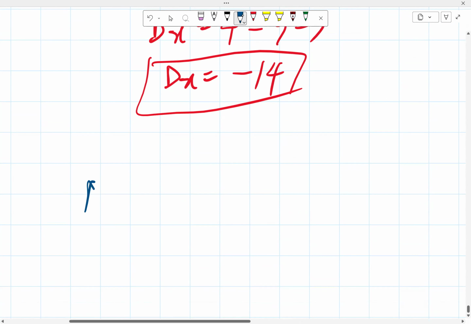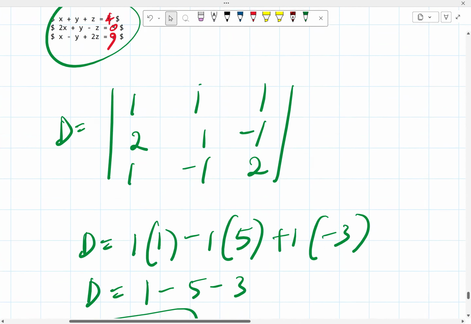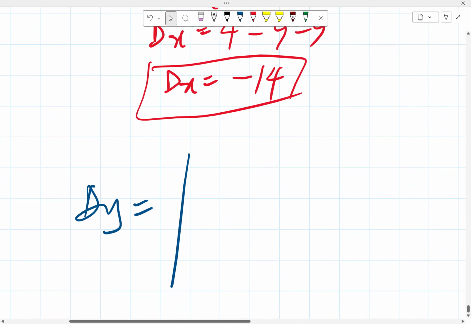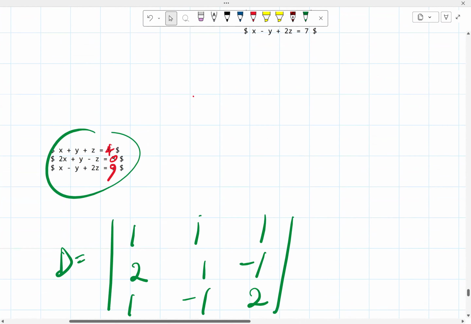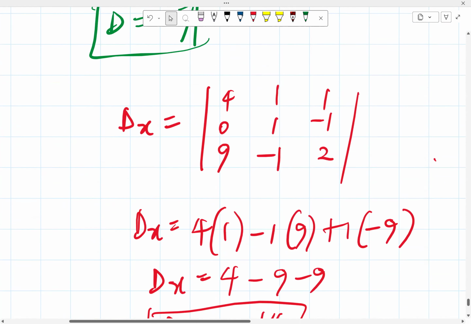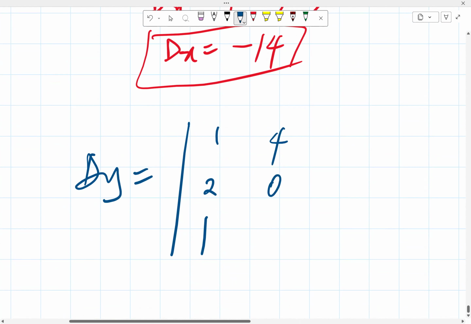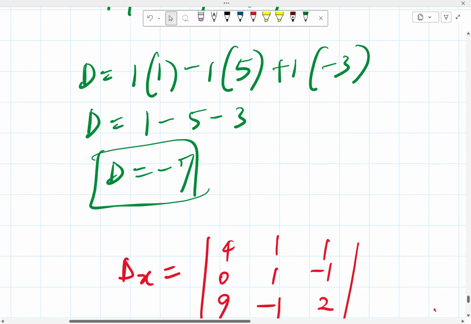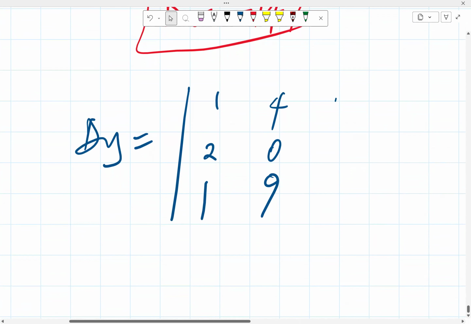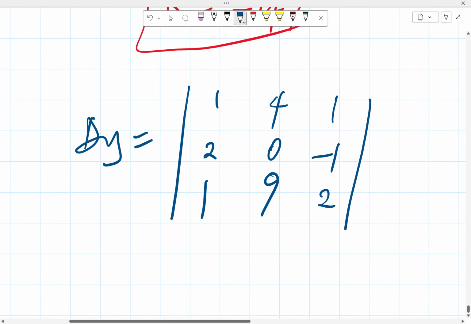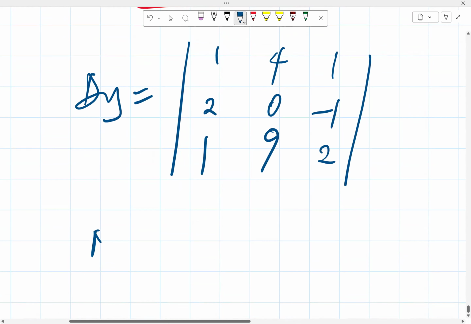We now have dy. So for dy, that's the determinant of the original thing. That's 1, 2, 1. 1, 2, 1. But in the place of the y part, now instead of 1, 1 minus 1, we have 409. So this will be 409. And lastly, we have 1 minus 1, 2.